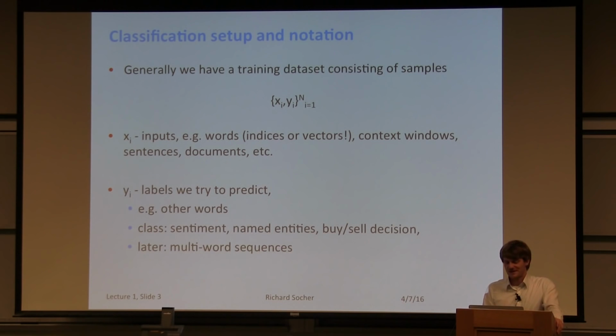The class could just be sentiment, so for most purposes, you can simply think of yi as one of the potential classes, like very negative, negative, neutral, positive, or very positive, one of 5 classes. Named entities are other ones that we'll see a lot in this class, but it could be very high-level things too, such as a buy-sell decision based on reading some article or something like that. So pretty high level. And we'll later in this class get to multi-word sequences where the output space is actually not just a single label, but a sequence of output labels, such as a sequence of words that we want to translate a sentence into.